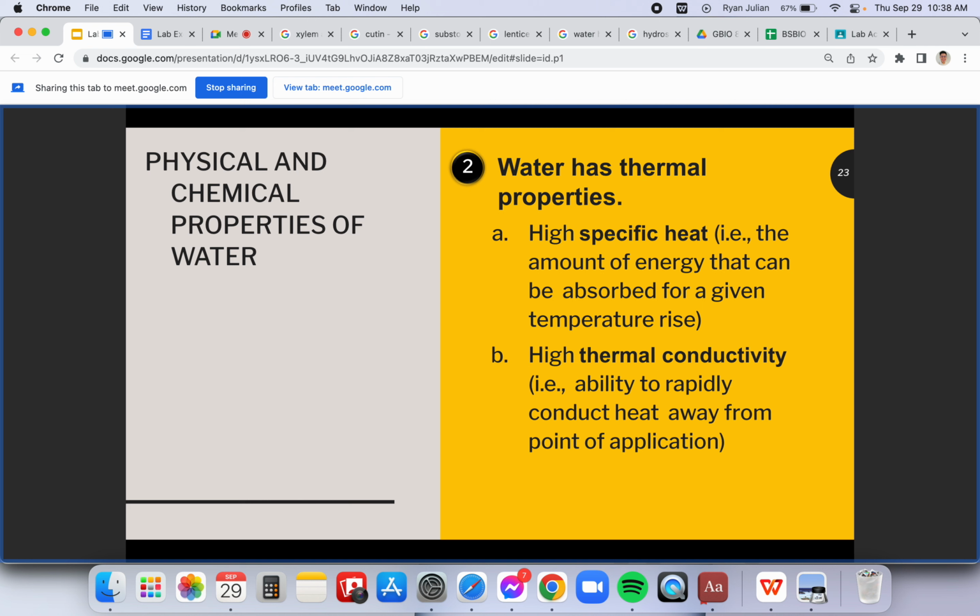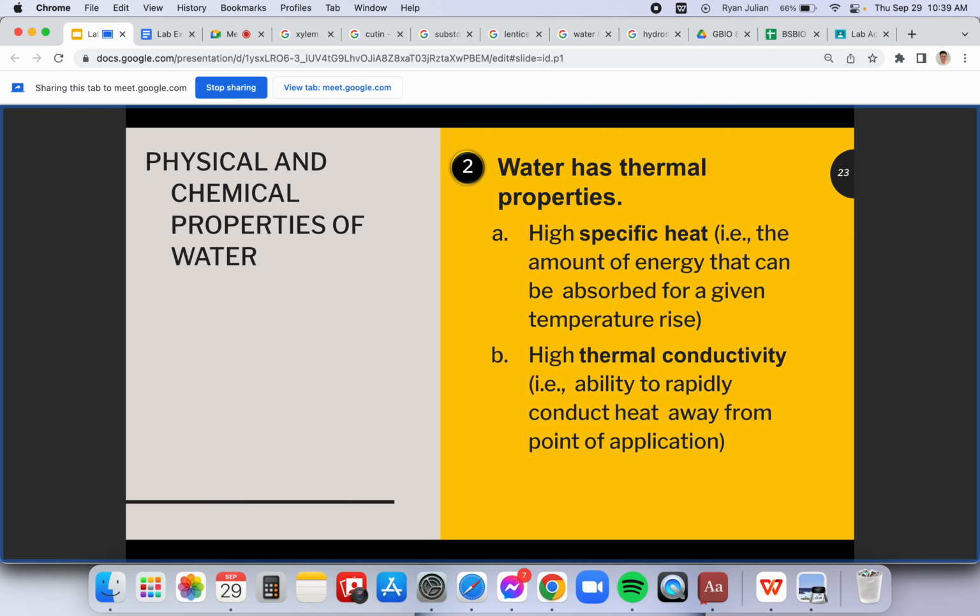Second on our list is that water has thermal properties. It can be categorized into two sections. First and foremost, water has high specific heat, which means the amount of energy that can be absorbed for a given temperature rise. It is also generally presumed that it takes a lot of energy to raise the temperature when we are talking about water.